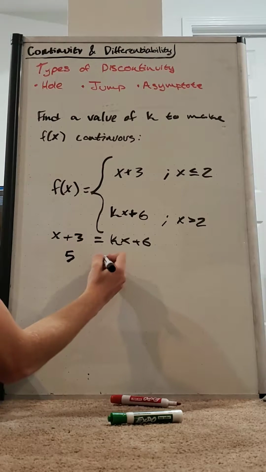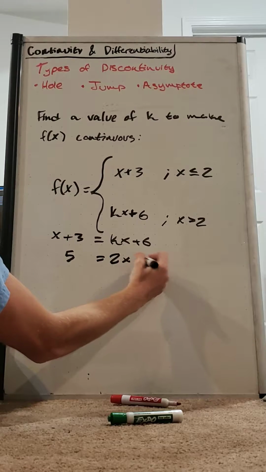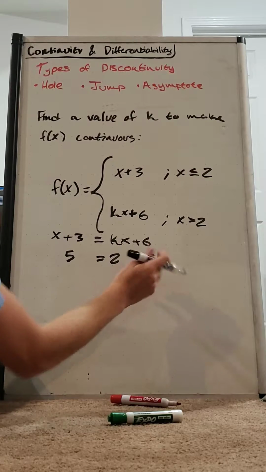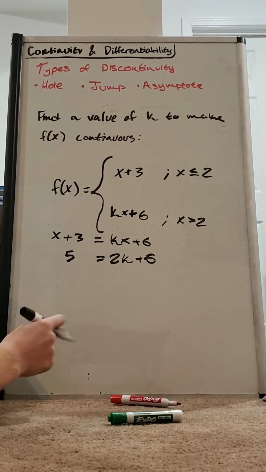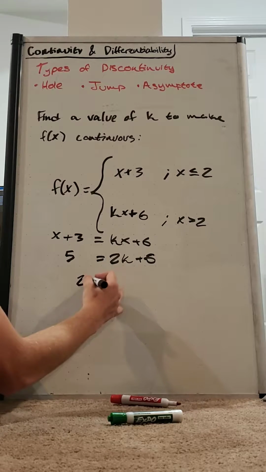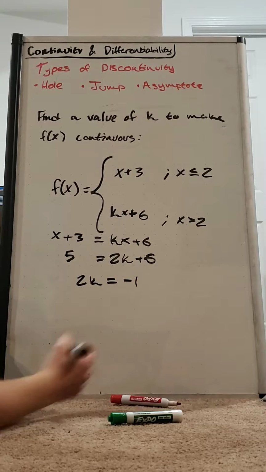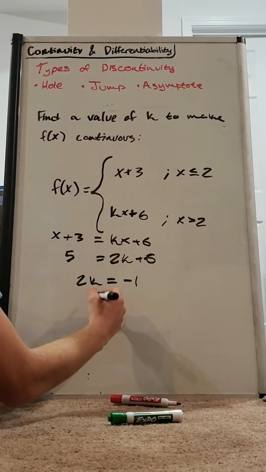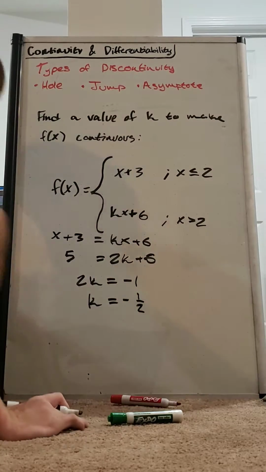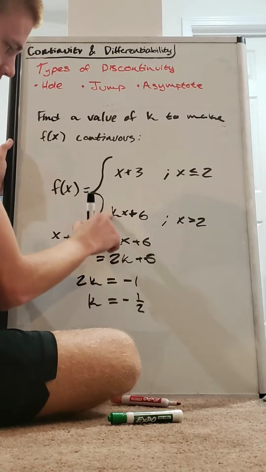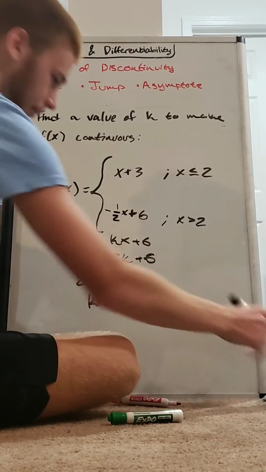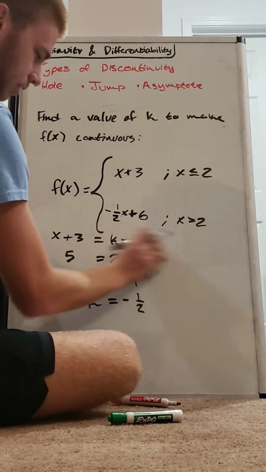So we get 5 equals 2k plus 6, since we plugged in 2 for all the x's. And now we can just solve for k. So 2k equals -1 by subtracting the 6, and then k equals -1/2. So what this means is, by putting in -1/2 for k, that makes this piecewise function continuous everywhere.